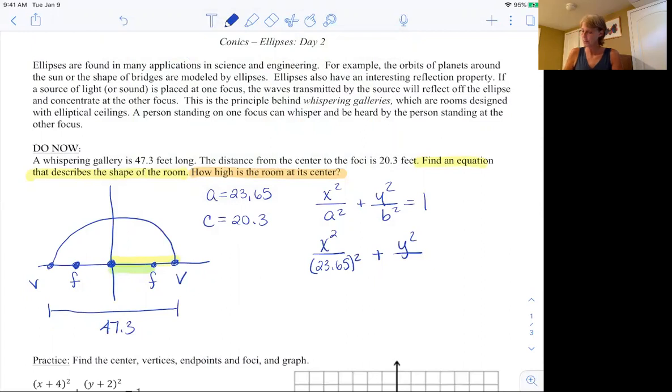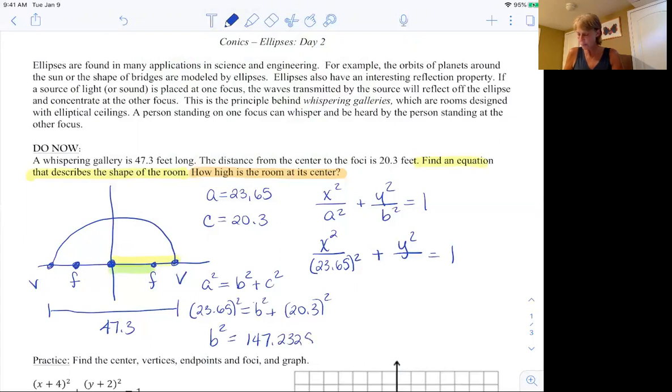I need to now figure out what my b squared is. I go back to yesterday's lesson, a squared equals b squared plus c squared. 23.65 squared equals b squared plus 20.3 squared. All you have to do now is solve for b squared. B squared is going to equal 147.2325. And b squared can be put in as that number.